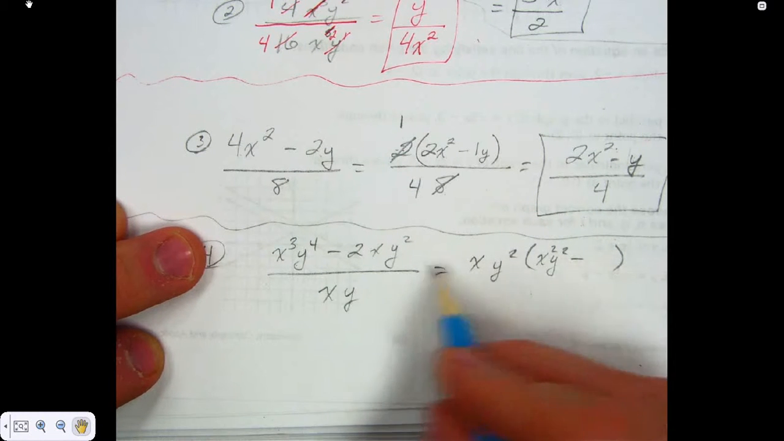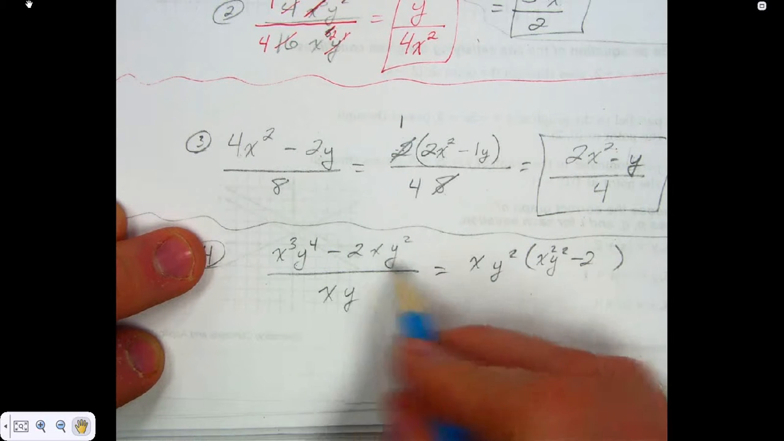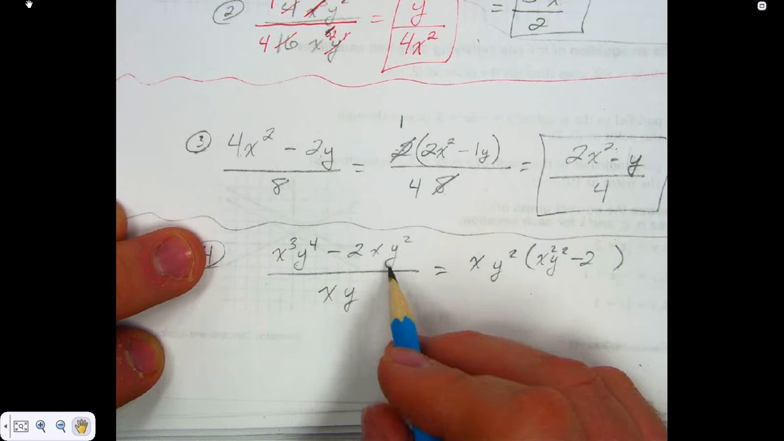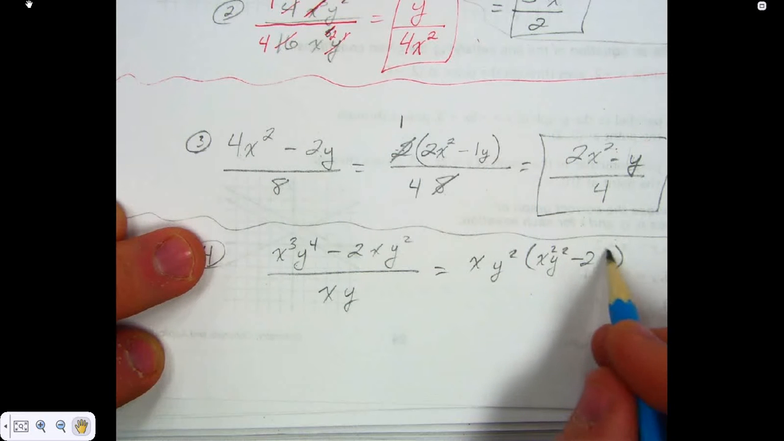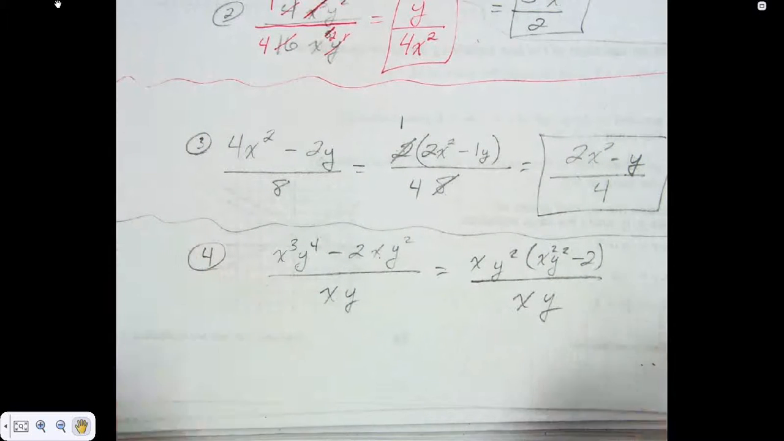Minus, you got to have the 2. 1 times 2 is 2. X times what is x? X times 1, so that stays there. And then y squared, that's actually all that's left in there, isn't it? Because that's exactly what I pulled out right there. All of that over xy.